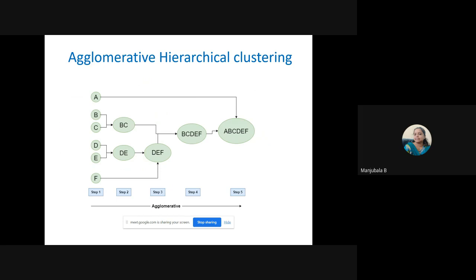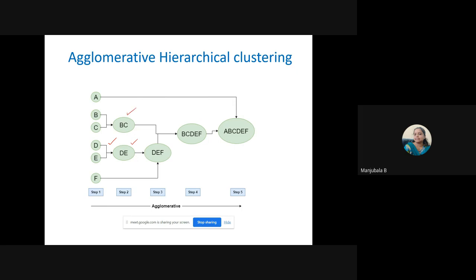Suppose the structure is like that. We have 6 data points: A, B, C, D, E, F. In the first level, suppose D and E have the minimum distance, so we form D, E into one cluster. Then B and C have the minimum distance, so we combine B, C.